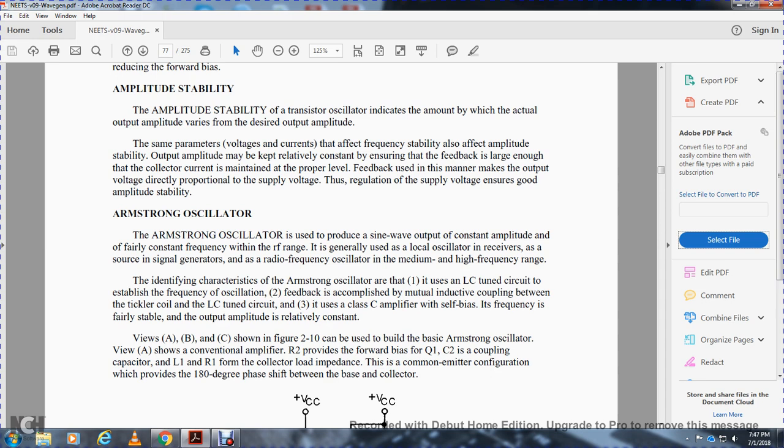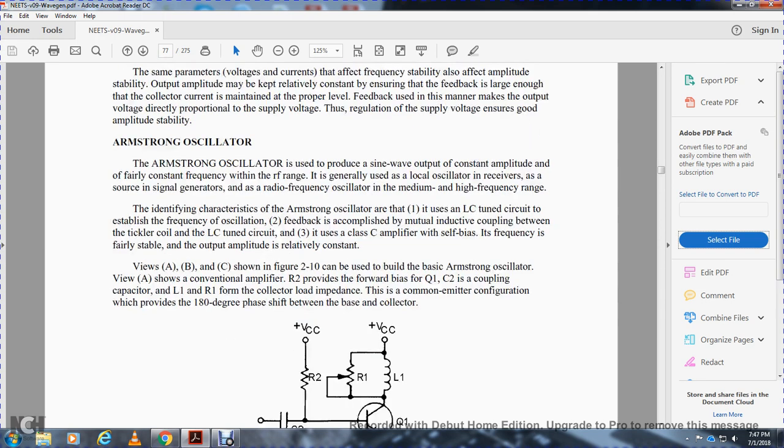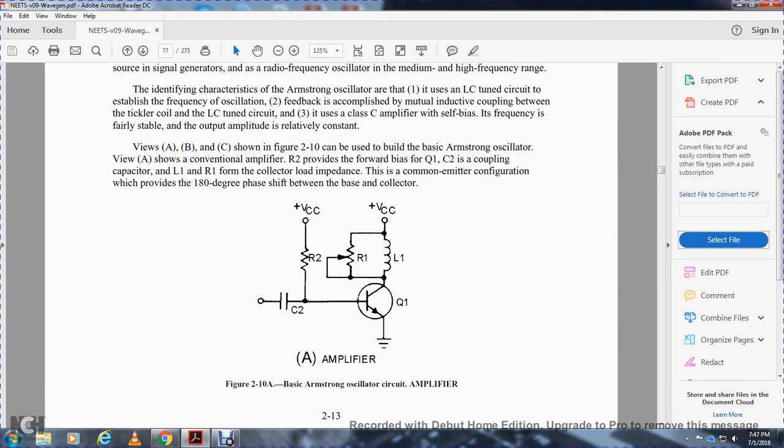The identifying characteristic of the Armstrong oscillator is that it uses an LC tuned circuit to establish the frequency of oscillation, with feedback accomplished by mutual inductive coupling between the tickler coil and the LC tuned circuit. It uses a Class C amplifier with self-bias, so the frequency is very stable and the output amplitude is relatively constant. Views A, B, and C shown in figure 2-10 can be used to build the basic Armstrong oscillator.